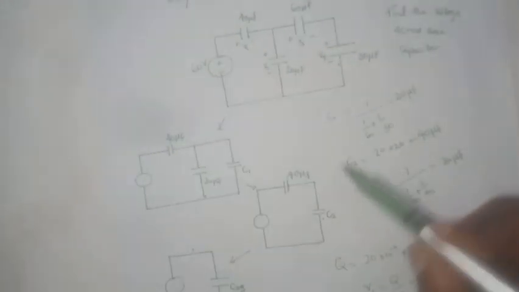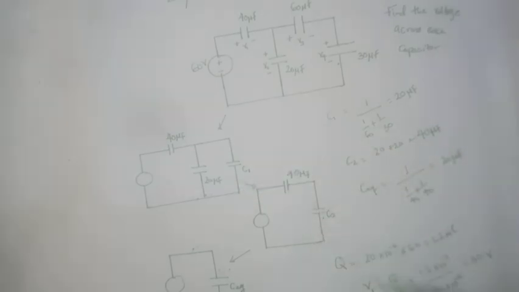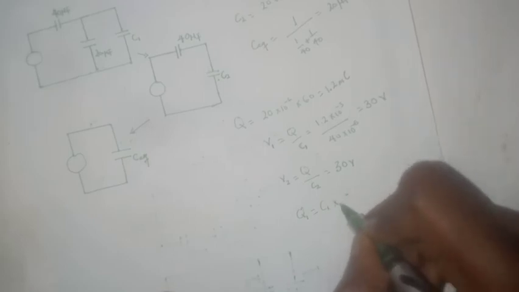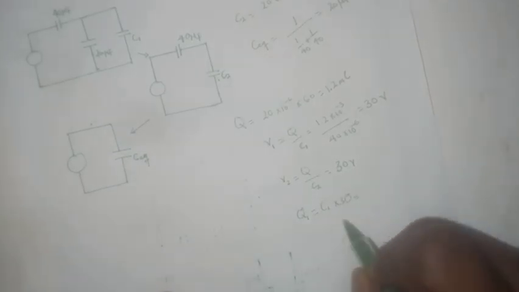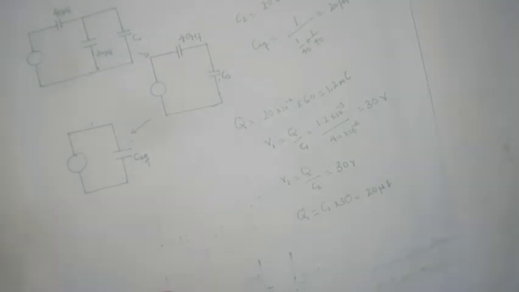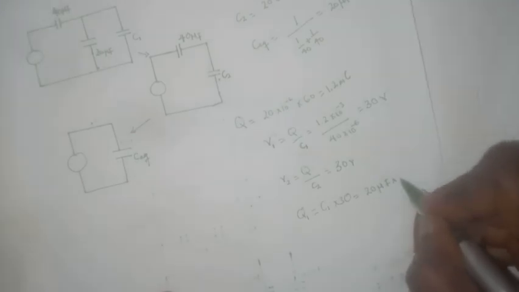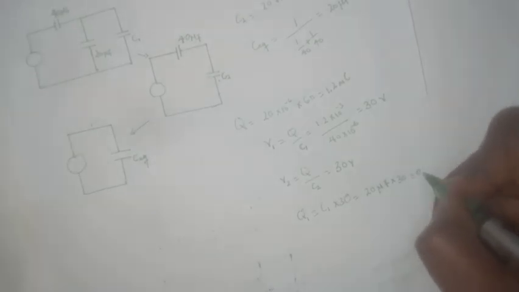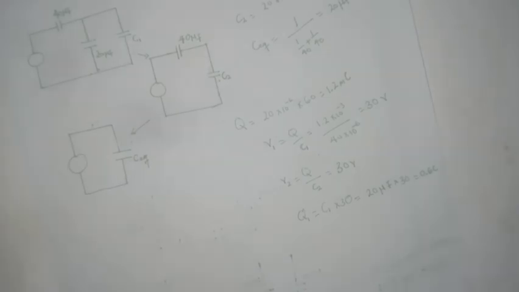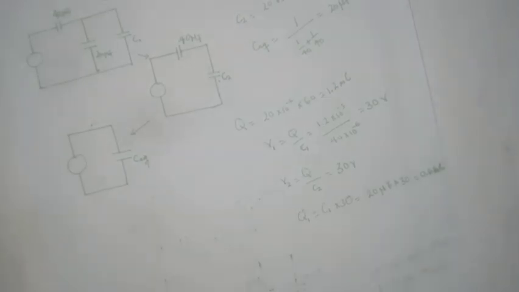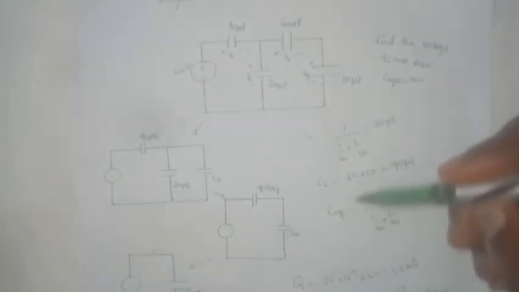So it's a good idea to calculate the amount of charge across C1. Let's call that Q1, which equals C1 times 30. C1 is 20 microfarads multiplied by 30, and that would be equal to 0.6 millicoulombs. Sorry, I said coulombs, but I meant 0.6 millicoulombs. Yeah, that should be it. And then we can proceed here.